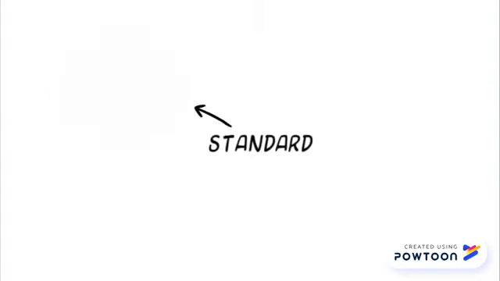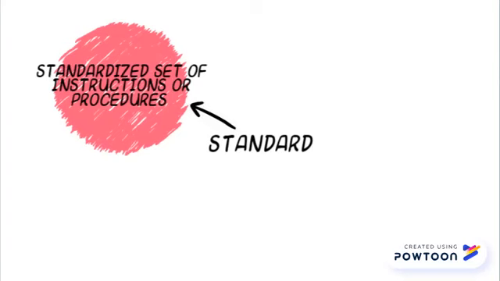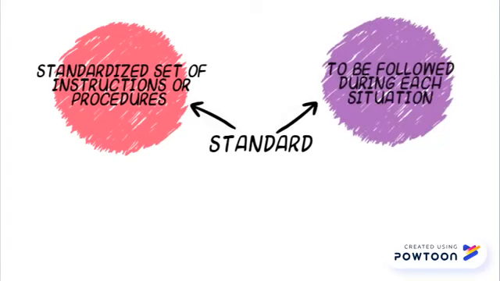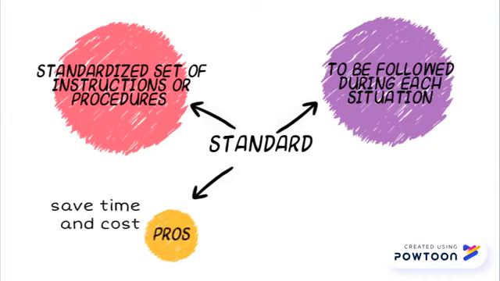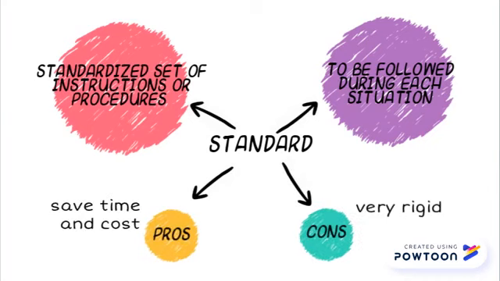Standard program is a standardized set of instructions or procedures which are to be followed during audit work. It prescribes the procedures that are to be followed during each situation happened. It helps to save time and cost but is very rigid as it is difficult to follow the same audit program over the years.